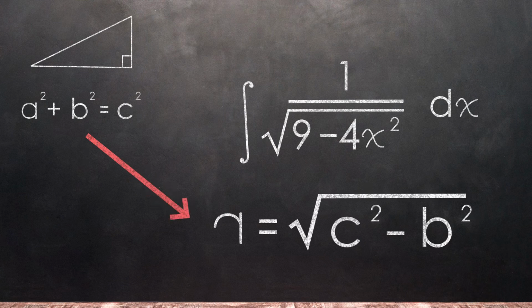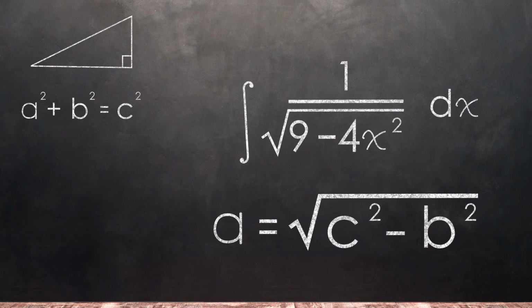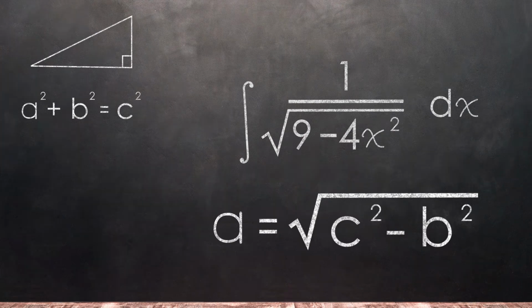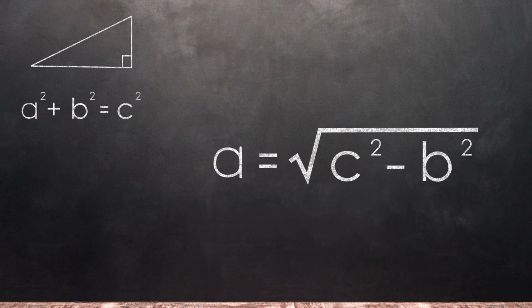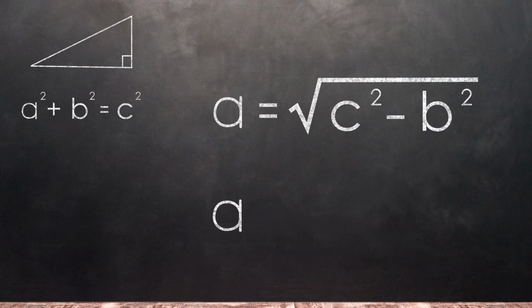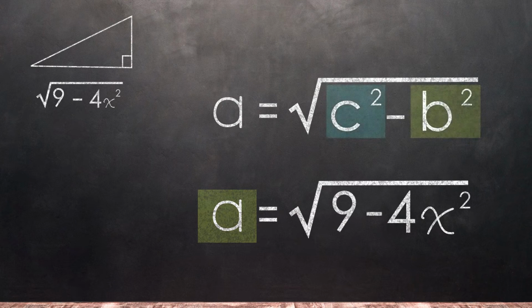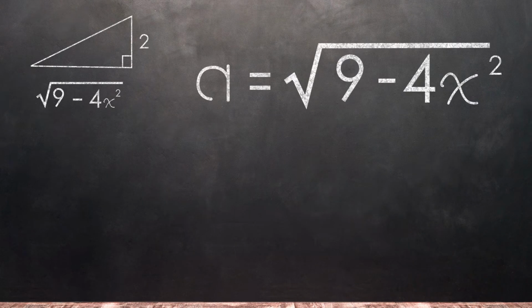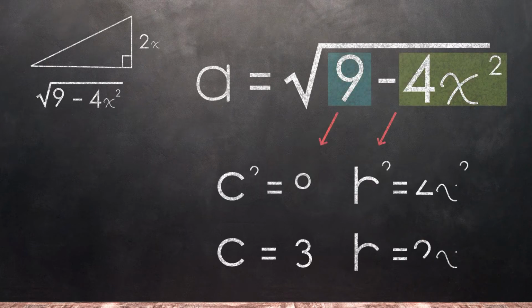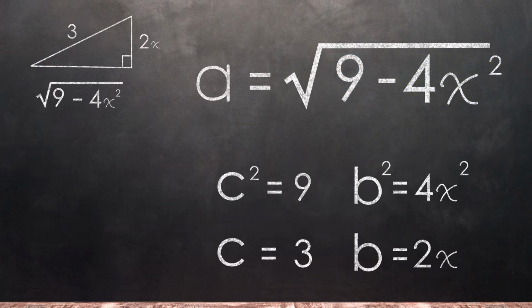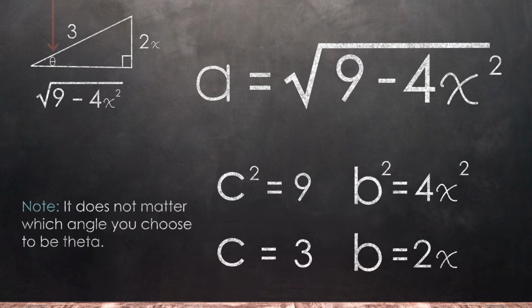If we rearrange the Pythagorean theorem for either a or b, we get an expression similar to what we have in the integrand. The equation we obtain from rearranging the Pythagorean theorem tells us how to label the sides of the triangle. If we let side a be root 9 minus 4x squared, then side b will have length 2x and the hypotenuse will have length 3. Now, we choose our reference angle theta. From here, we need to express x in terms of theta.